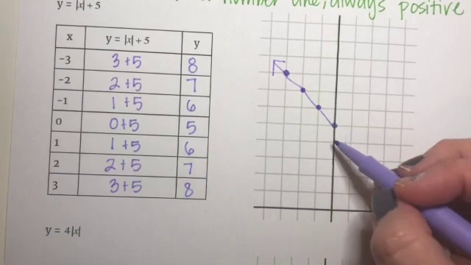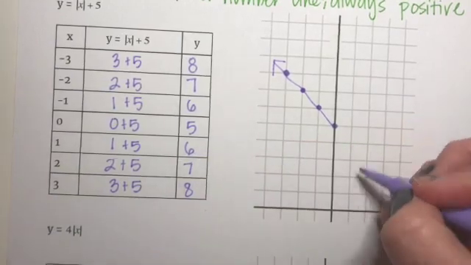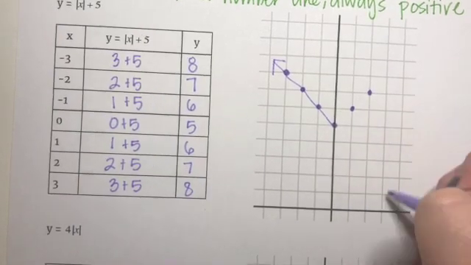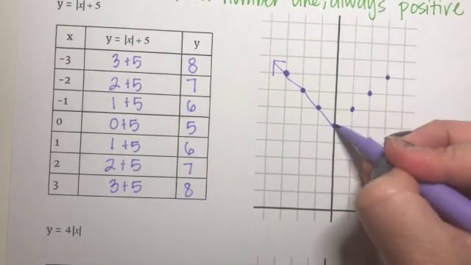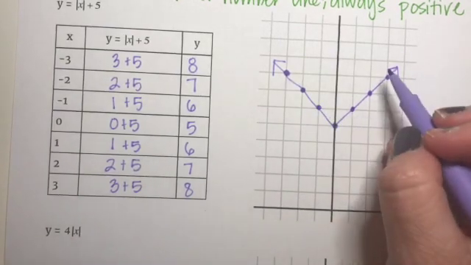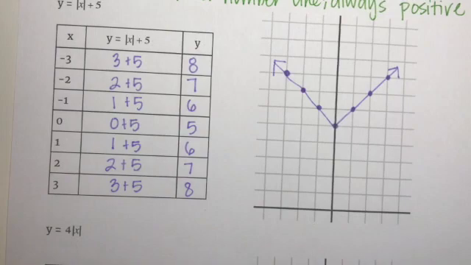Okay, and then on this side, when I put in positive 1, I got 6. Positive 2 gave me 7. Positive 3 gave me 8. And it goes this way. Okay, so this is not a parabola, but every time you have an absolute value equation, it's going to make just a general V shape. So it's going to be linear, like two separate lines coming out from the same vertex point.